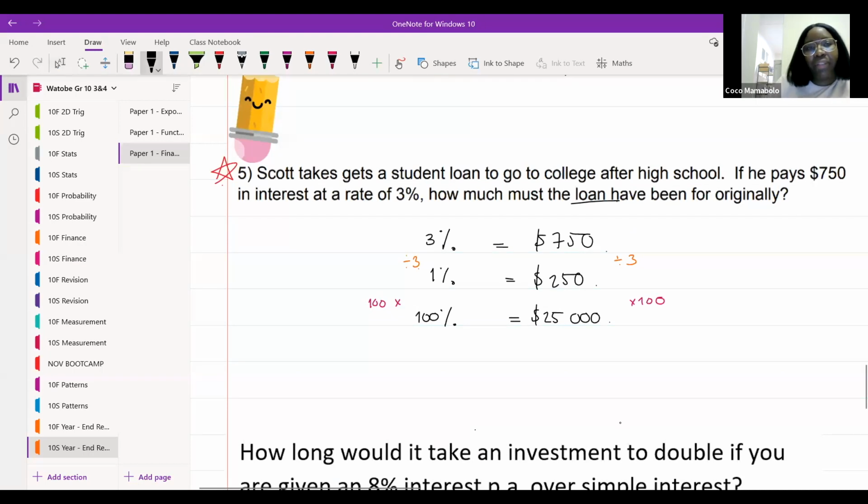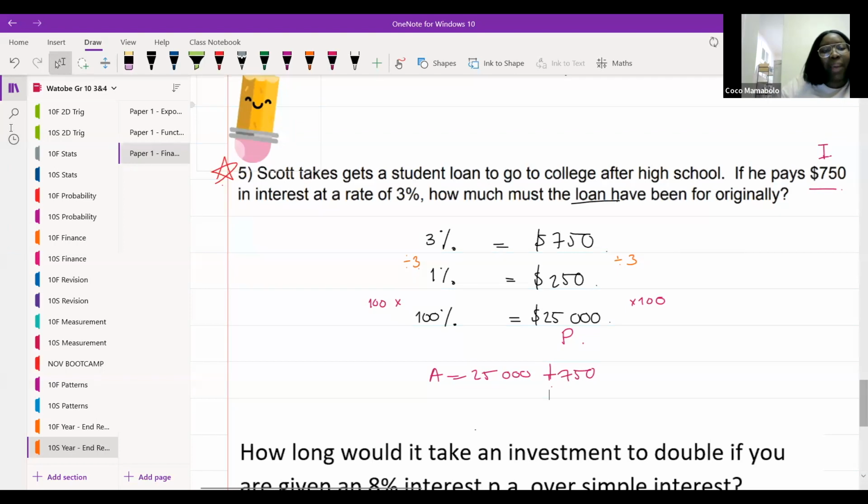But Kellen, 750 is not A. 750 is the interest. This is P. Okay, so your A value would be 25,000 plus 750. That's how much he would owe the bank. That's your A value. That value over there is how much he's paid extra in interest.